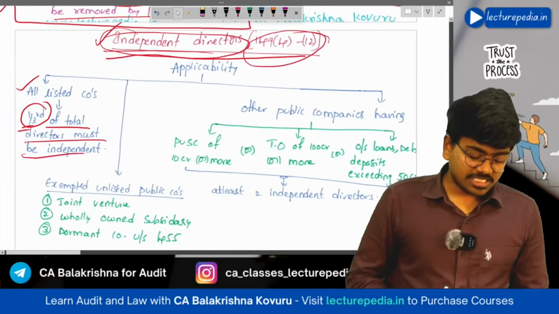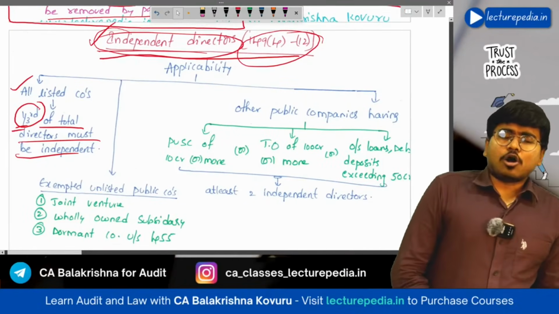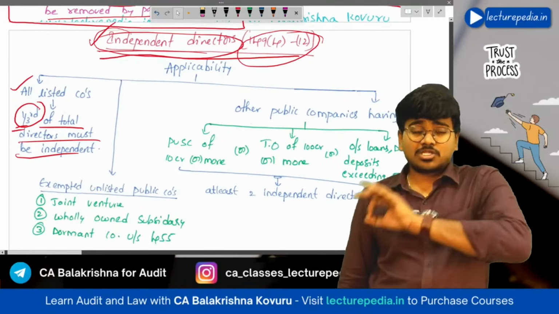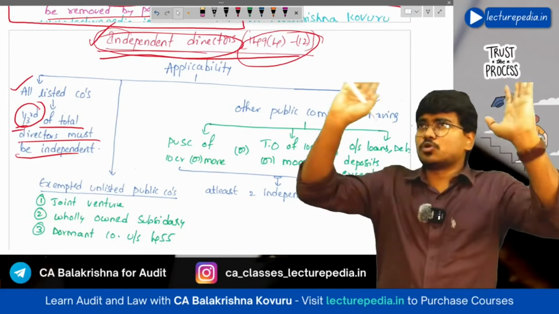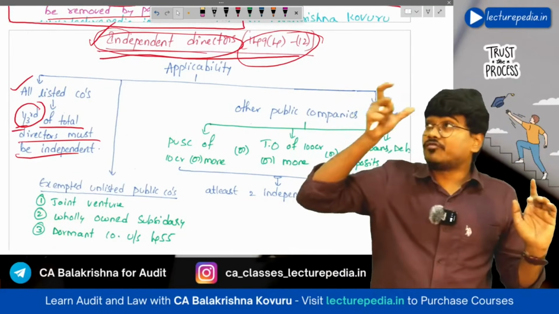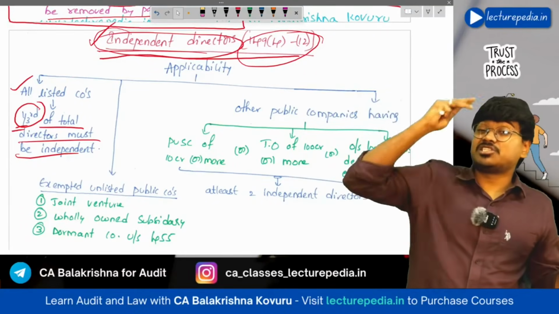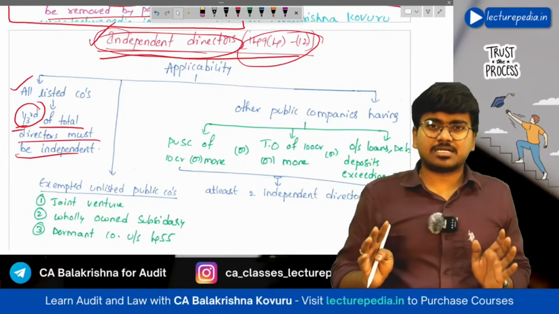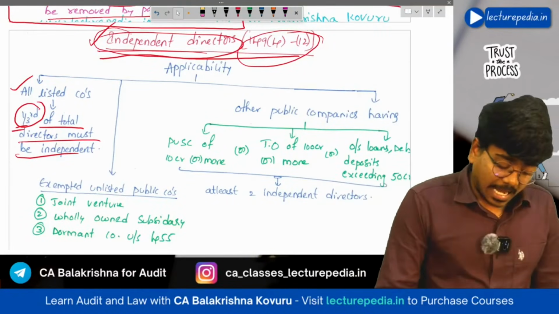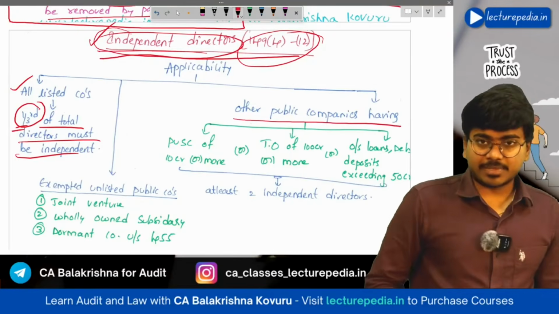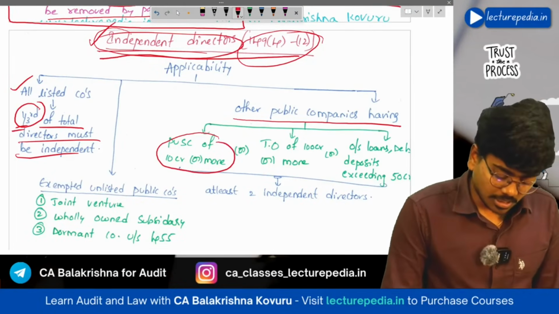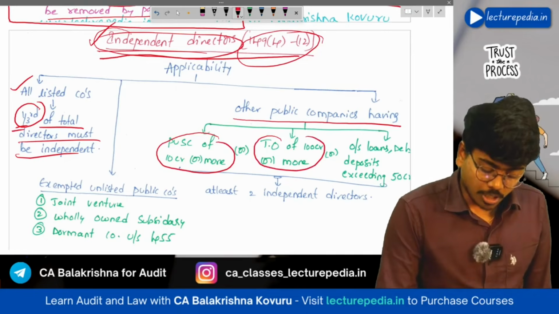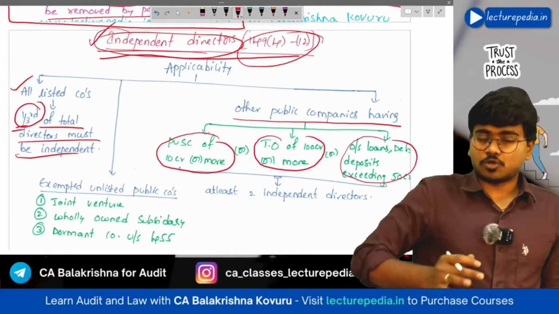So regarding applicability of this independent director concept, for all the listed companies, one third of its total directors must be independent directors. Let's say the company is having a total of 9 directors. Of these 9 directors, one third, that means 3 directors, must be independent directors. And in case of other public companies which are having paid up share capital of 10 crore or more, turnover of 100 crore or more, borrowings of 50 crore or more.